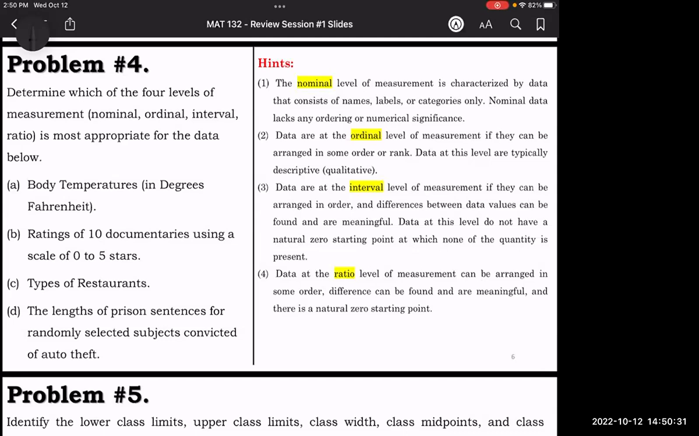Let's look at the other two, interval and ratio. Do you think that this could also possibly be interval? Can you put the body temperatures actually on a number line?